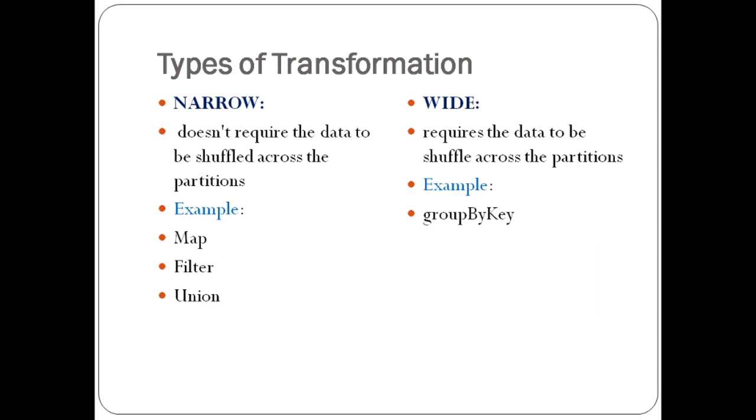Another type of transformation is the wide transformation. Wide transformations require data to be shuffled across partitions. For example, groupByKey. GroupByKey is a costly operation, right? When it performs grouping, you are applying some function across all partitions.